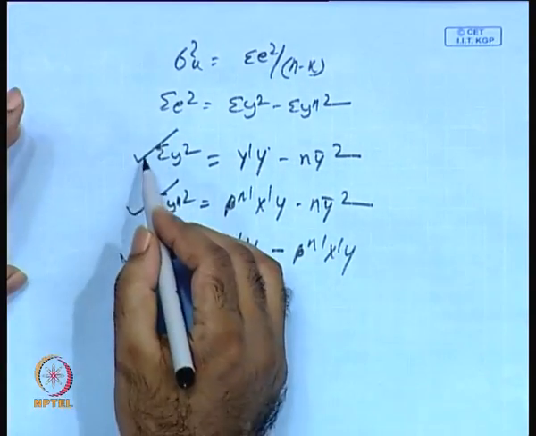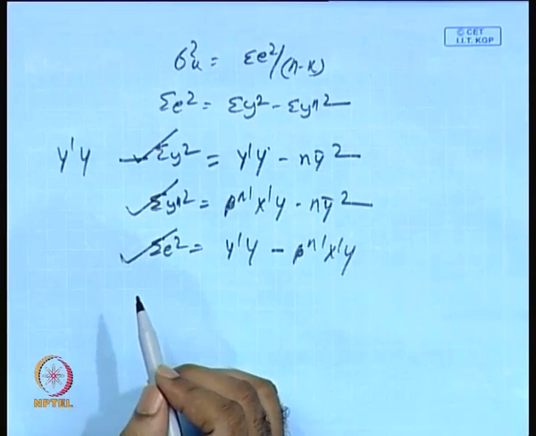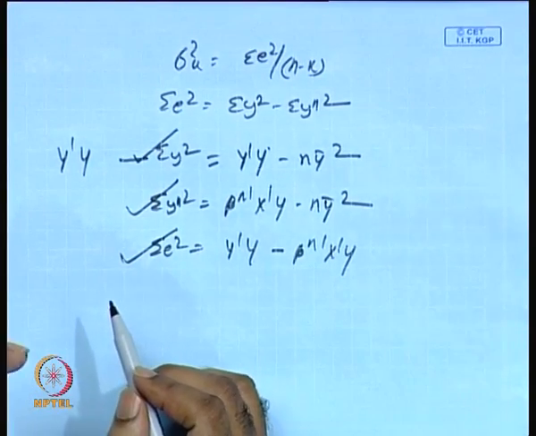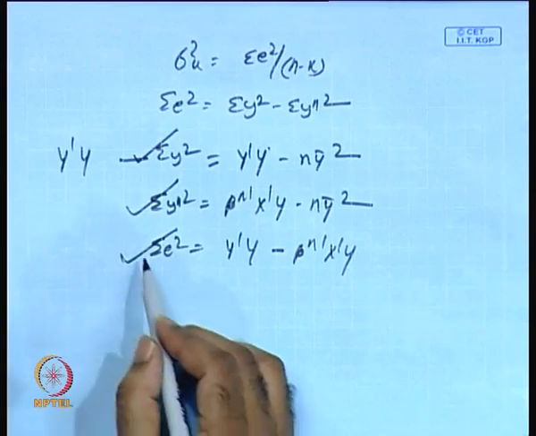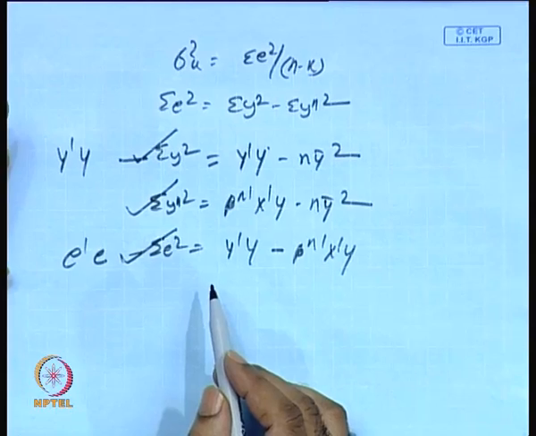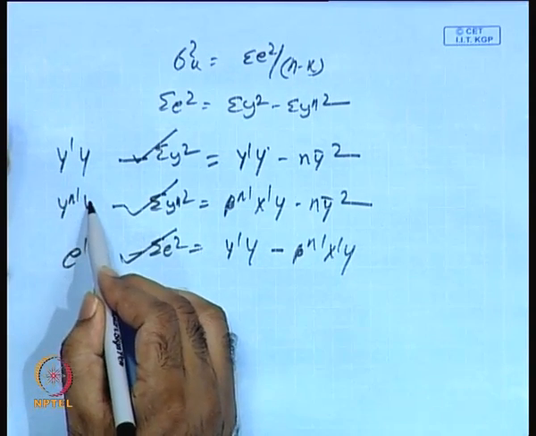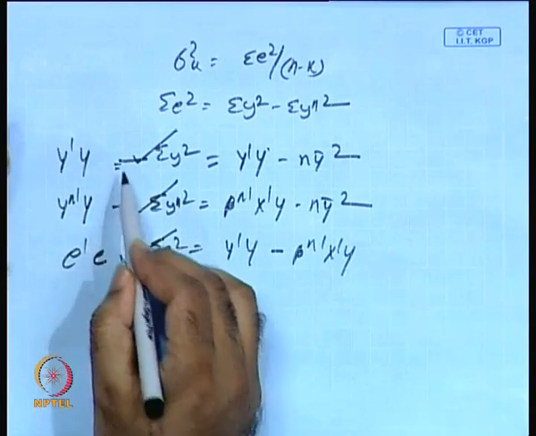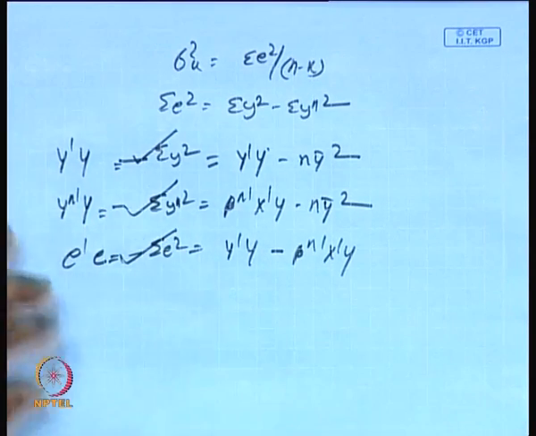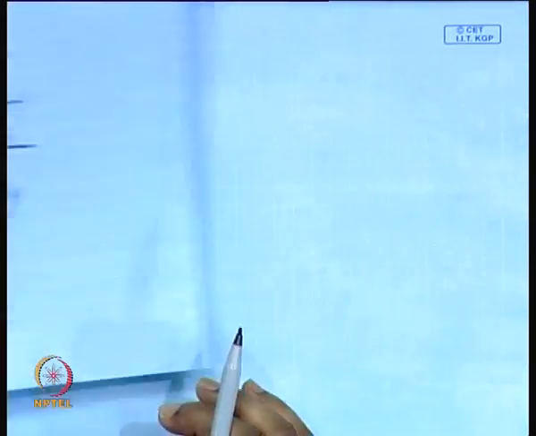So summation y square is nothing but y transpose y. Just like we got e transpose e, similarly y transpose y we will get here. Similarly summation y hat square equals y hat transpose y hat. So this is how the entire structure can be built. Let's see how we will calculate summation y square first.